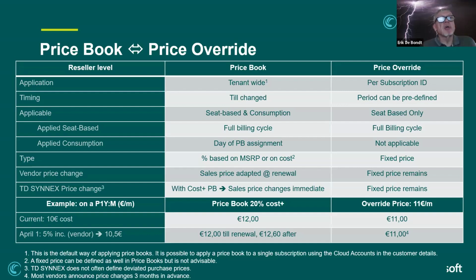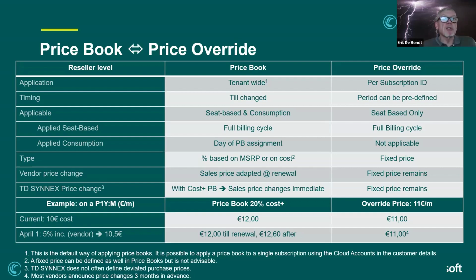The vendor price change. If Microsoft does a price increase, like on the 1st of April with the yearly monthly subscriptions, your price book will automatically be adapted. So Microsoft adds 5%, your sales price out will go up with 5% as well. With the price override, your price remains as you have defined it. So if you say today this will be €4 and Microsoft increases the price, you will always see €4 in your reports. Kind of the same with the SYNNEX price changes, but we don't often do that with those prices.